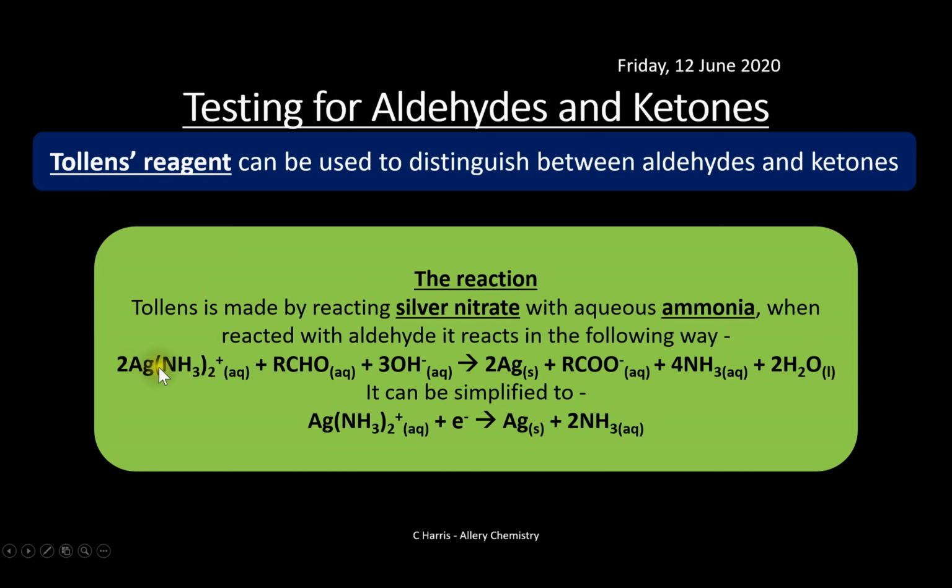is reduced, so it goes from Ag+, as you can see there, to Ag, so that's going to an oxidation state of 0. It's gone from +1 to 0, so that's reduction. So that's your silver solid, that's your precipitate that lines the test tube. You've got your carboxylate ion, as you can see there, 4 lots of ammonia and water as well. So actually you get this smell of ammonia coming from it as well. And it can be simplified to this. This is your half equation.